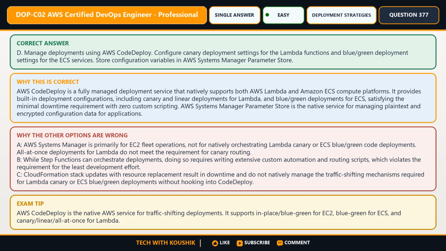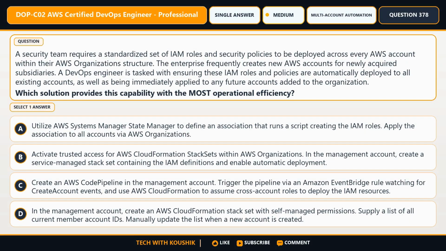Exam tip. AWS CodeDeploy is the native AWS service for traffic shifting deployments. It supports in-place/blue-green for EC2, blue-green for ECS, and canary/linear/all-at-once for Lambda. Question number 378.